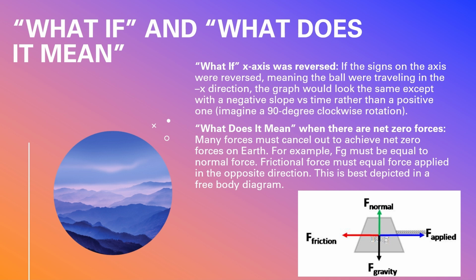Many forces must cancel out to achieve net zero force on Earth. For example, gravity has to cancel out with normal force, and friction has to cancel out with applied force. This is best depicted in a free body diagram, which is in the bottom right. And that's what the computational model calculated, but it's not what our experimental model calculated.